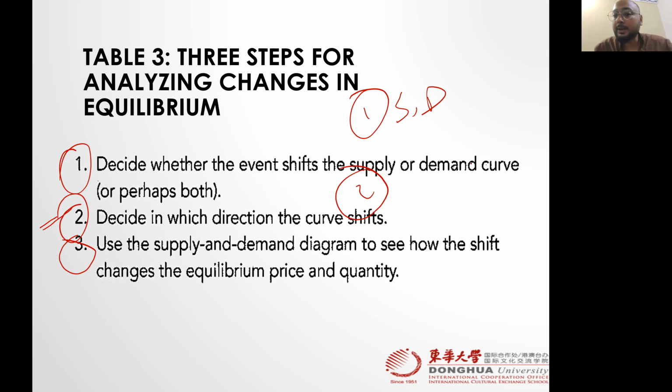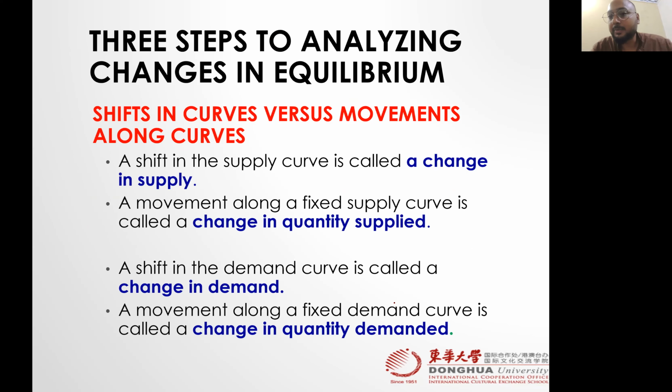Increase means shift to the right. Decrease means shift to the left. And third, where they cross each other, find out the new equilibrium. That's it, a 3-step process. If you don't understand, let's do it by example. But remember this, there are some hints.